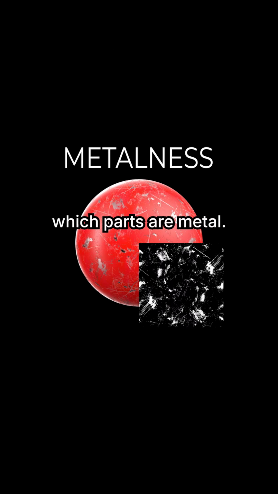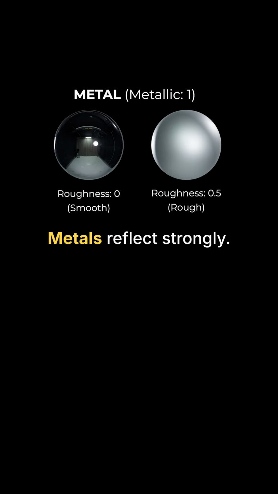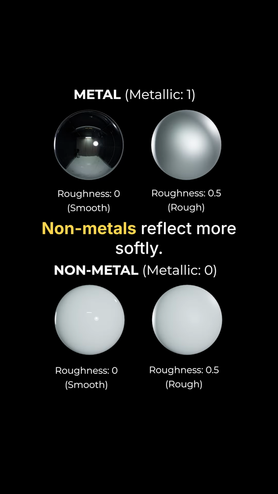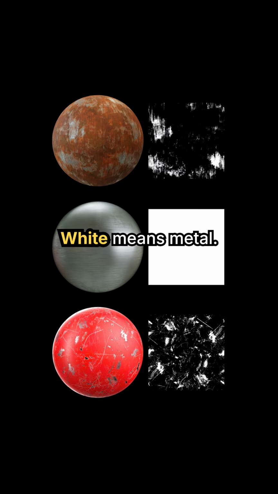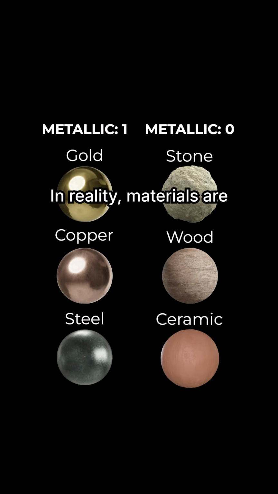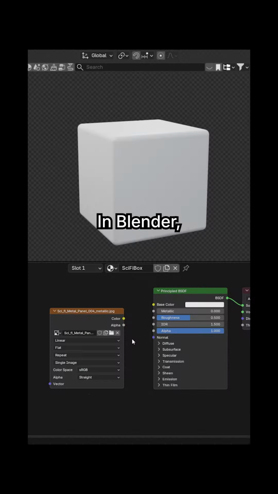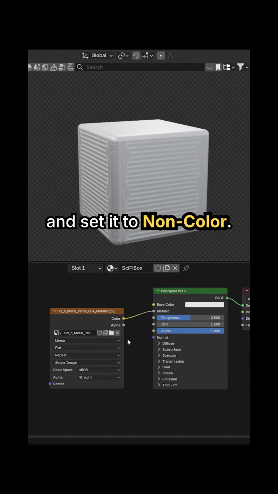Metallic defines which parts are metal. Metals reflect strongly. Non-metals reflect more softly. Black means non-metal. White means metal. But dirt and wear can create mixed values. In reality, materials are either metal or non-metal. In Blender, plug it into metallic and set it to non-color.